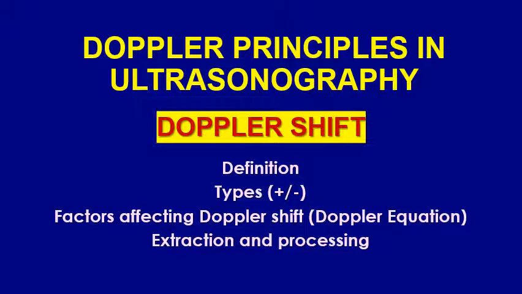So in the field of ultrasound, we'll study this Doppler shift. We will study the definition. What are the types of this Doppler shift? It could be a positive shift or a negative shift. What are the factors that are affecting this Doppler shift? They are collected in what we call the Doppler equation or the Doppler formula. Also, we'll have an overview about how this Doppler shift is being extracted and processed in the ultrasound machine.